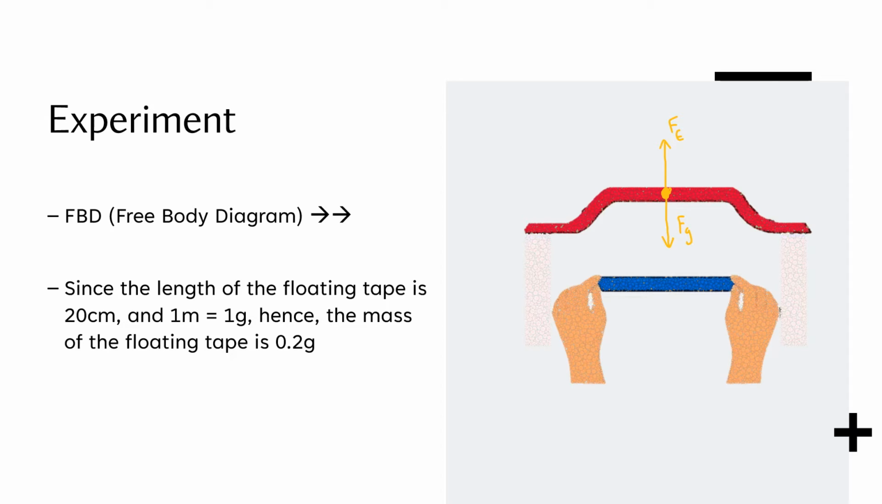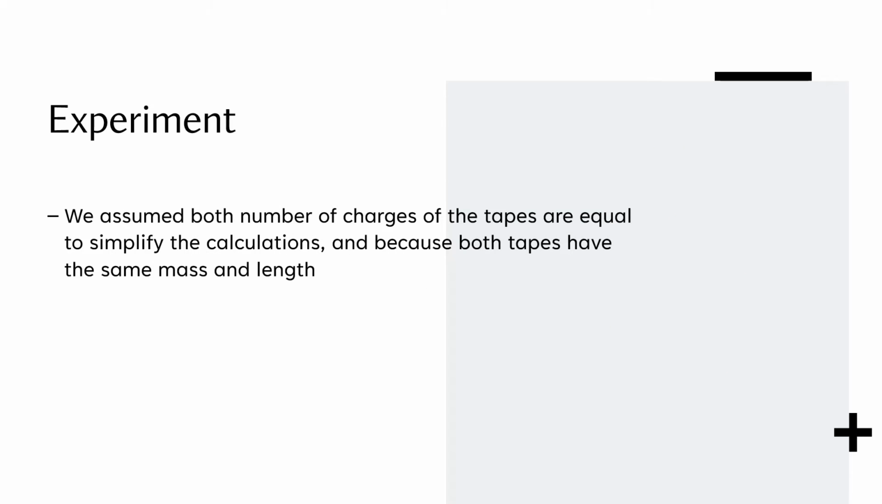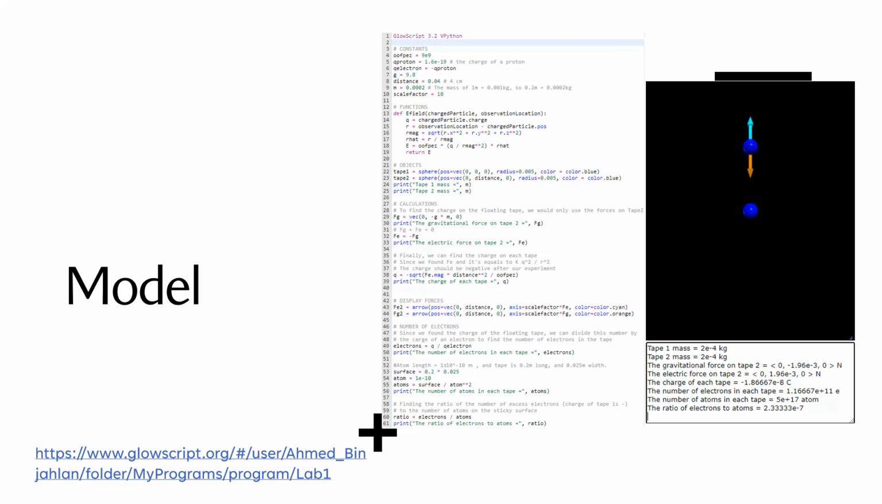Since the length of the floating tape is 20 centimeters and 1 meter of tape equals 1 gram, then the mass of the floating tape is 0.2 gram. We have assumed that the charges of both tapes are equal to simplify our calculations, because it would be too hard to get the charge Q of both tapes separately, and because both tapes have the same mass and length.